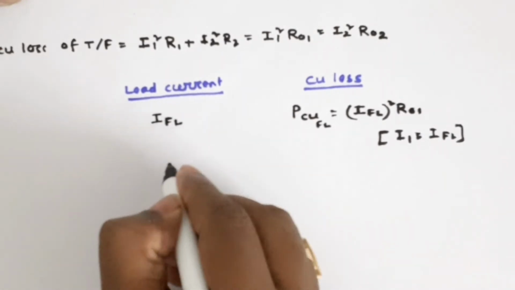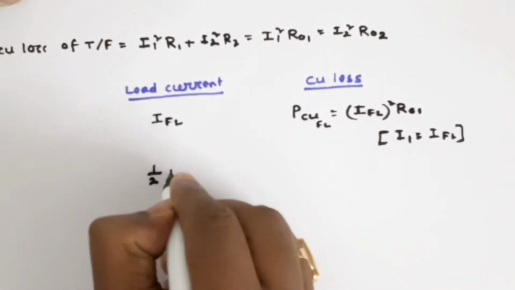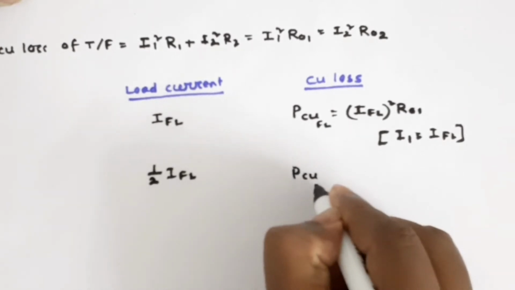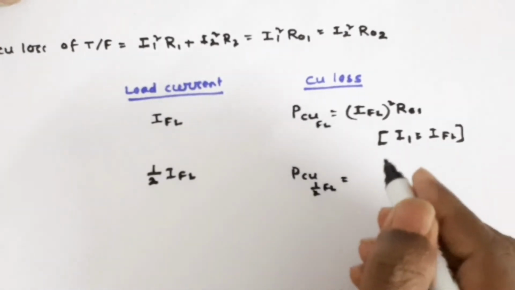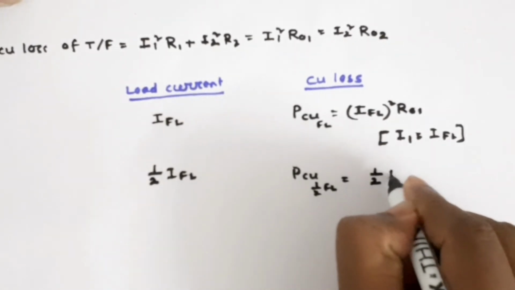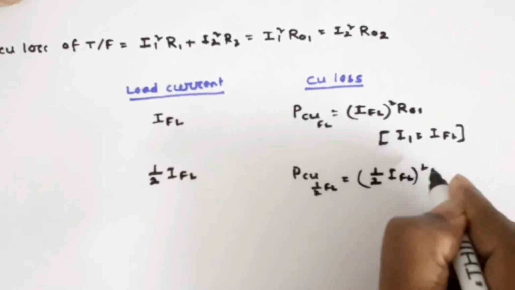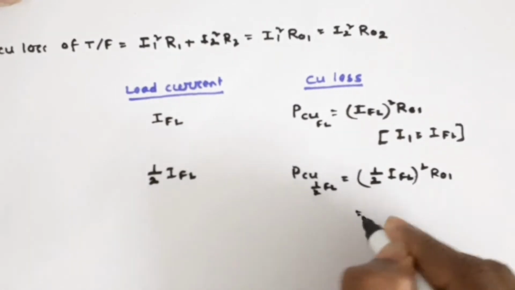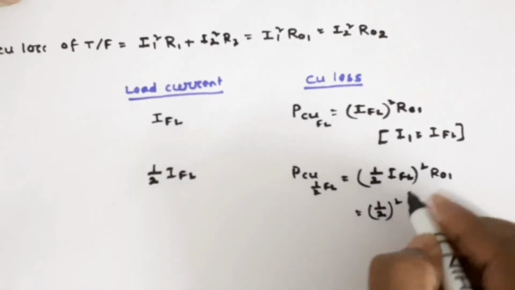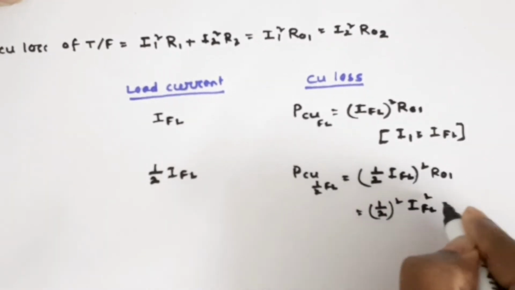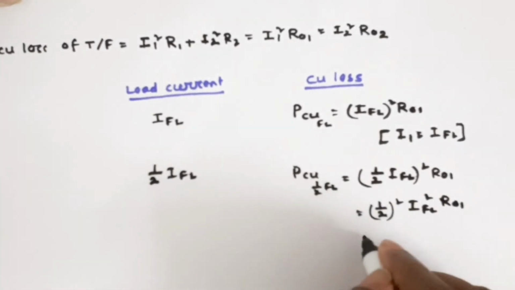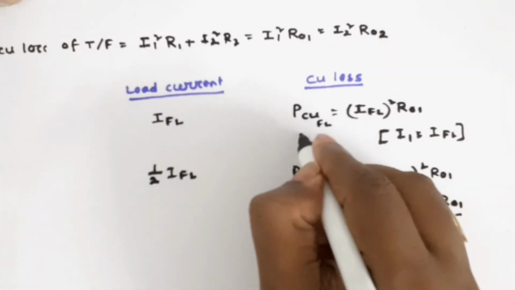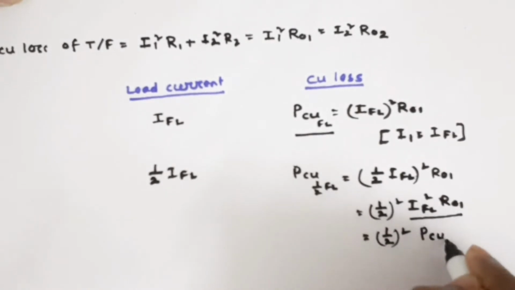Now when the load current is half of full load, half of I of FL, then the copper loss at half of full load is given by (half of I of FL) square into R01, that is equal to (1 by 2) square into I of FL square into R01, that is equal to 1 by 2 square into the full load copper loss.